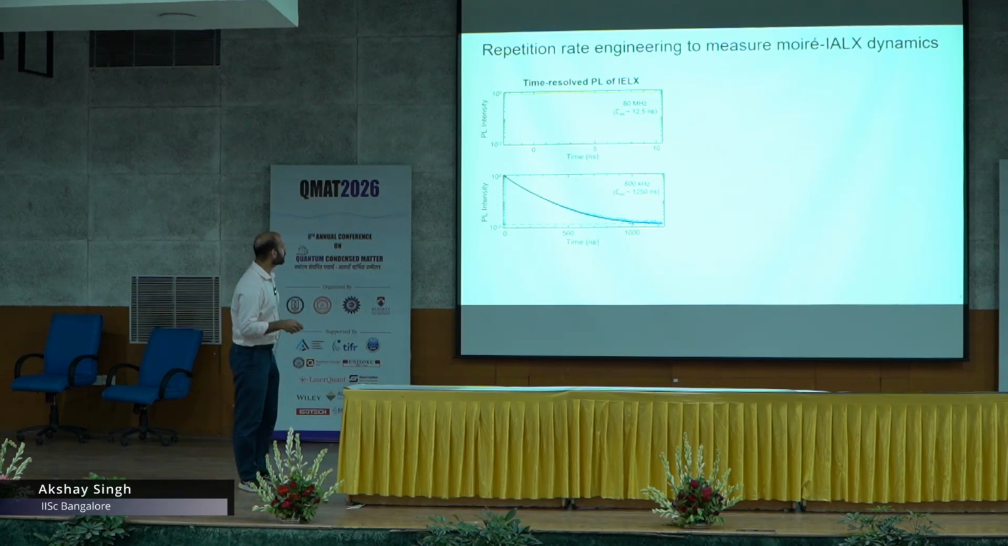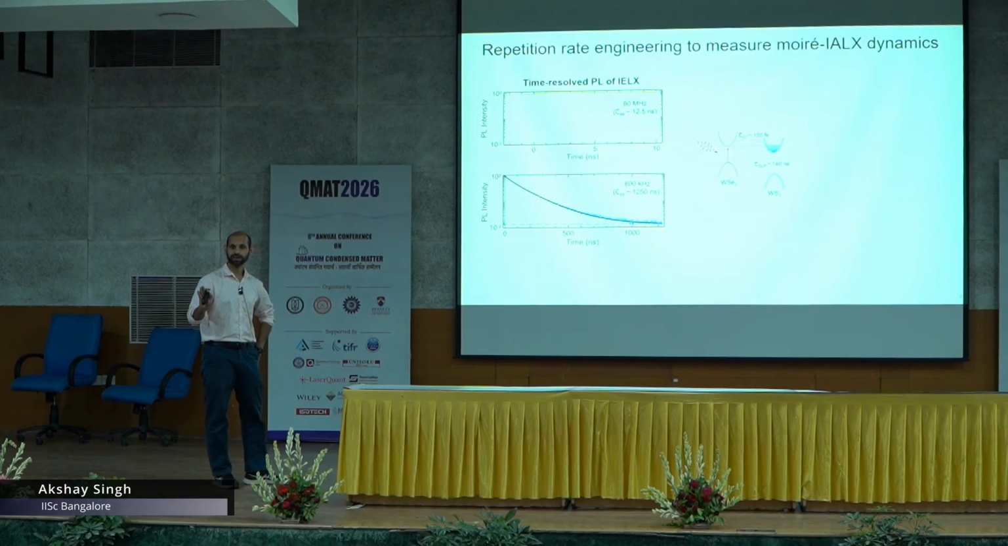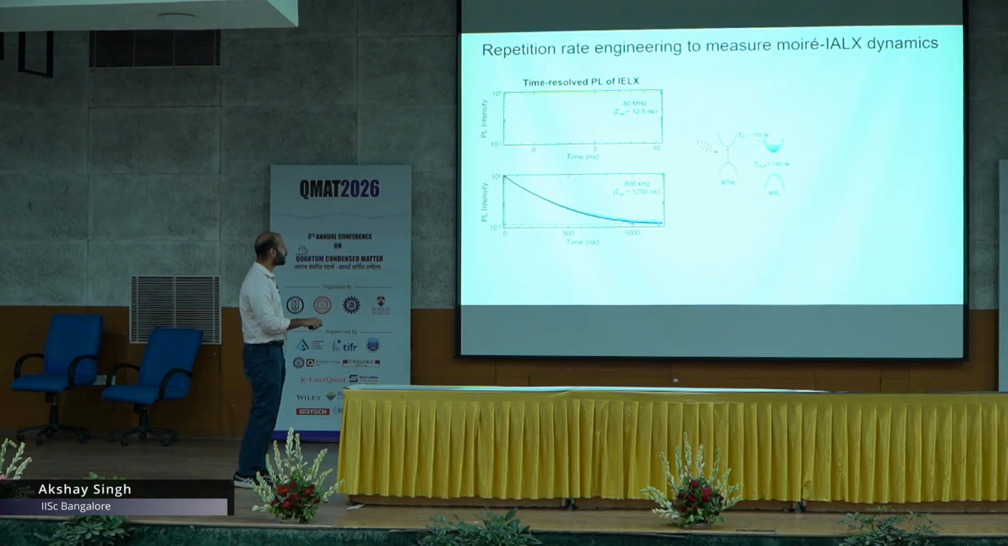So you can imagine the system. You create a population of excitons in WSe2. It relaxes to the WS2. It creates these interlayer excitons within 100 femtoseconds. The charge transfer is extremely fast, but the lifetime of these interlayer excitons is extremely long. So the physics that you measure is usually the interlayer exciton. So why are we able to do this in our system?